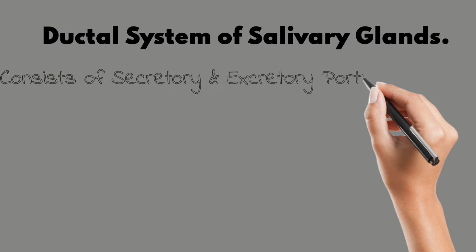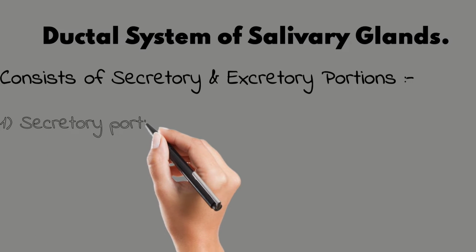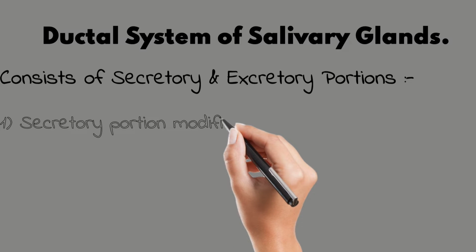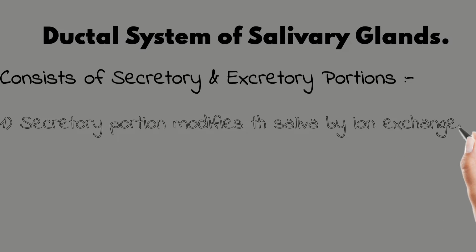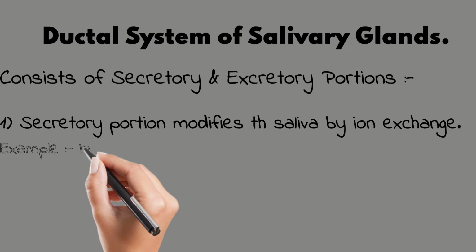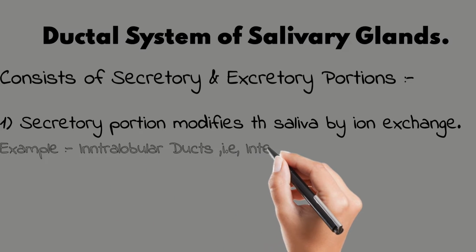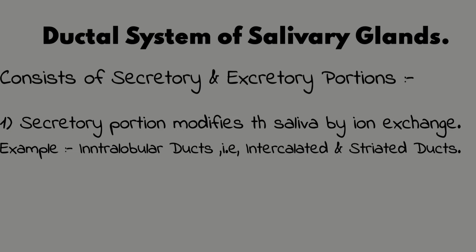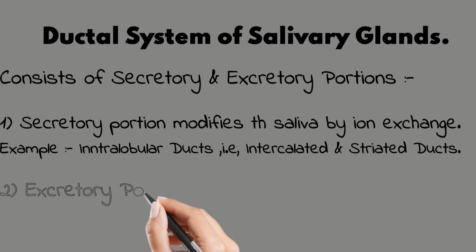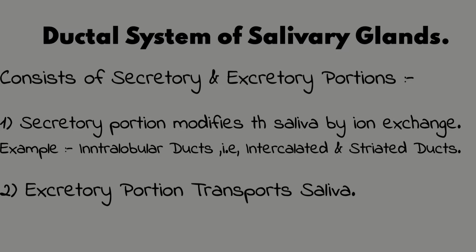Next, we will study the ductal system of the salivary gland. The ductal system consists of the secretory and the excretory portions. The secretory portion modifies the saliva by exchange of ions, for example, the intercalated duct and the striated duct. The excretory portion does not do anything; it just transfers the saliva, so they are like transporters. For example, the excretory duct. So the saliva is transported from the intralobular duct to the interlobular duct.